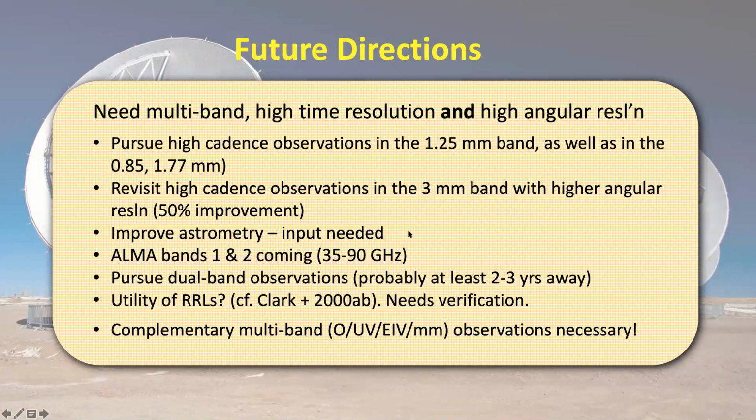Improved astrometry, for reasons I won't go into here, but we really do have to struggle a little bit with atmospheric seeing, which we're really not used to in the radio community. Additional low frequency bands are coming, which will be optically thick, yet higher in the chromosphere, 35 to 90 gigahertz. Dual band observations we'd very much like to do. Those are probably at least 2 to 3 years away. And of course, all of these observations benefit significantly from complementary multiband, particularly optical, UV and EUV observations. So I very much hope that we continue to have joint support of these sorts of observations.